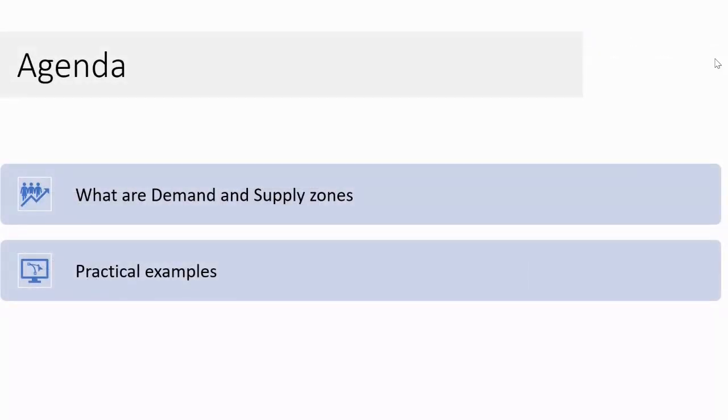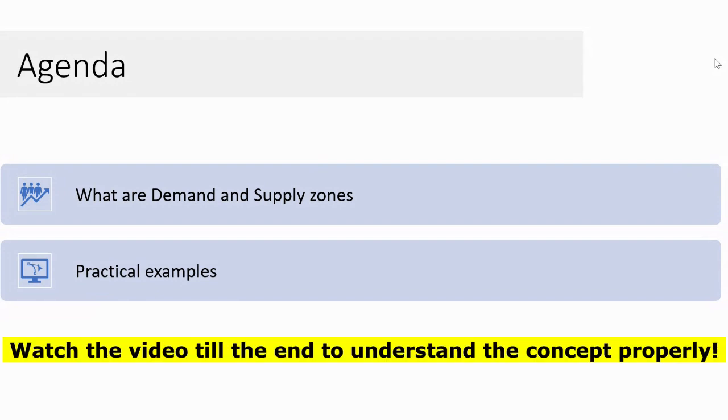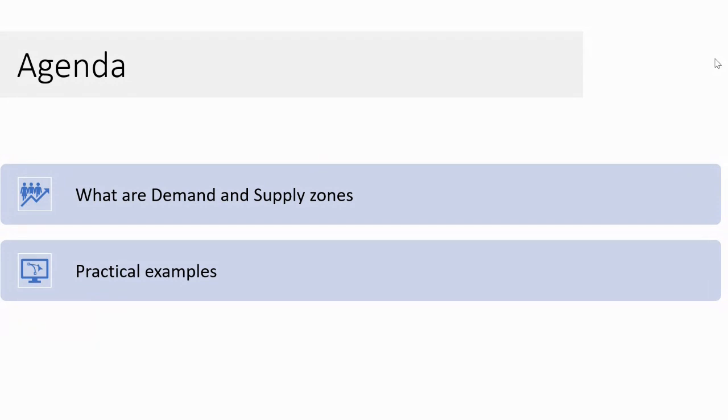So we will understand about demand and supply zones and then we will look at practical examples. These examples will be the same examples which we discussed last time, and here we will try to see how they look with respect to demand and supply zones and how it provides a better opportunity to place your trades.